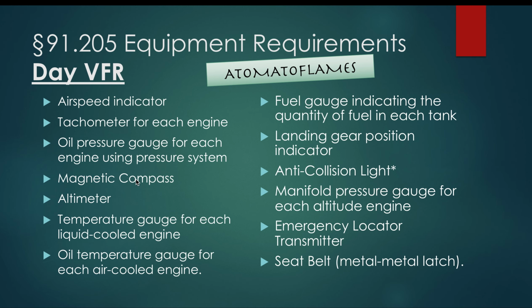Every flight has to have a compass, and this is installed in the aircraft, not in your pocket. If I have a little land navigation compass, I can't use that if the one on the aircraft is broken. Okay. Altimeter. And you need to have a temperature gauge if you have a liquid-cooled engine. You probably have an air-cooled engine on your training aircraft, so you won't see this. However, you will see an oil temperature gauge. As opposed to a coolant temp gauge, you'll see an oil temp gauge for each air-cooled engine.